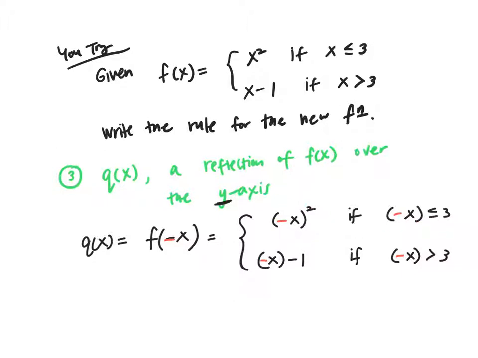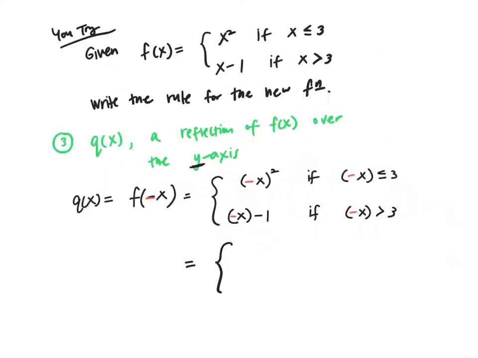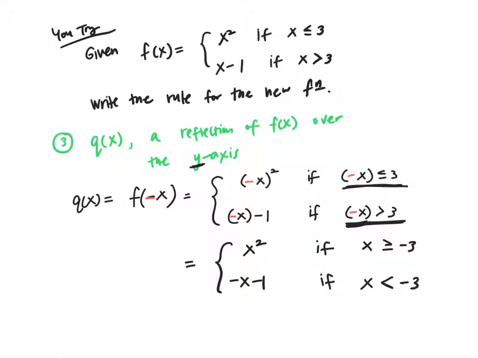And right here on the domain, do you remember what to do if you isolate the x by multiplying or dividing by a negative sign? What happens when you multiply or divide by a negative sign? Right, the inequality symbol switches. So we would get positive x squared if x is greater than or equal to negative 3 when you multiply or divide by negative 1 there. Negative x minus 1 if, again, you multiply or divide by that negative 1, you would swap the inequality sign and you would get negative 3 on the other side, because you're dividing or multiplying by a negative. The inequality symbol would flip. Here's your final answer.